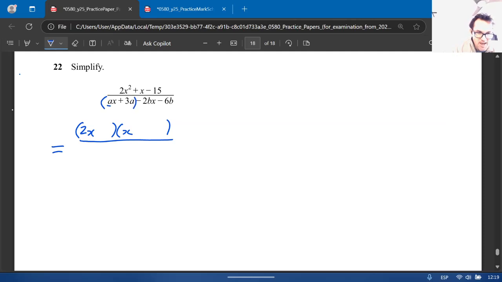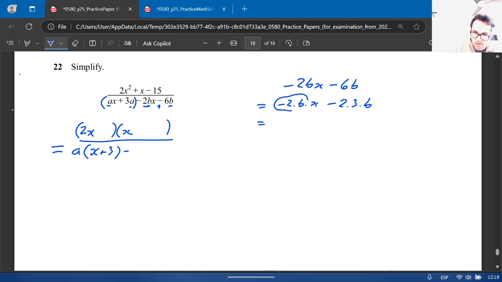If I factorize out this a, I'll be left with x plus 3. And here I'm going to factorize out the b, but also the negative. And I'll show you why. If you factorize out the b, 2b, just do it over here. So you've got minus 2bx minus 6b, which we can write as minus 2 times b times x. And 6 we can write as minus 2 times 3 times b. So what I'm doing is I'm factorizing out the minus 2b.